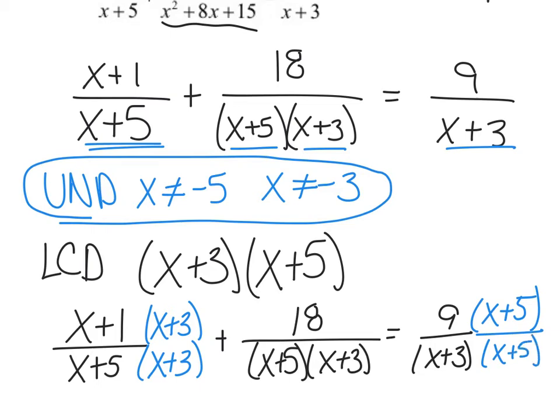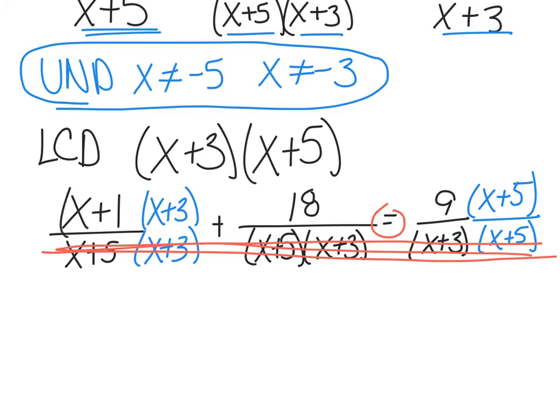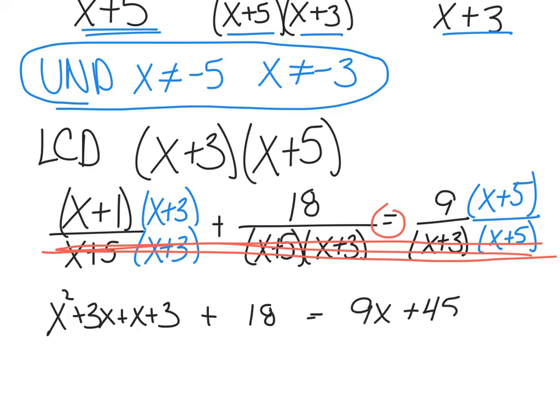All right, if you look back at your directions, we said we wanted to rewrite each fraction with the same denominator, and that's what we did. Now, the next step says, once they all have the same denominator, and because this is an equal sign in an equation, we are literally going to cross off the denominators. And we're just going to solve for the numerator. Now, these are two binomials. We have to FOIL them out. So that's x squared plus 3x plus x plus 3, and I've got plus 18 equals 9x plus 45 as I distribute.